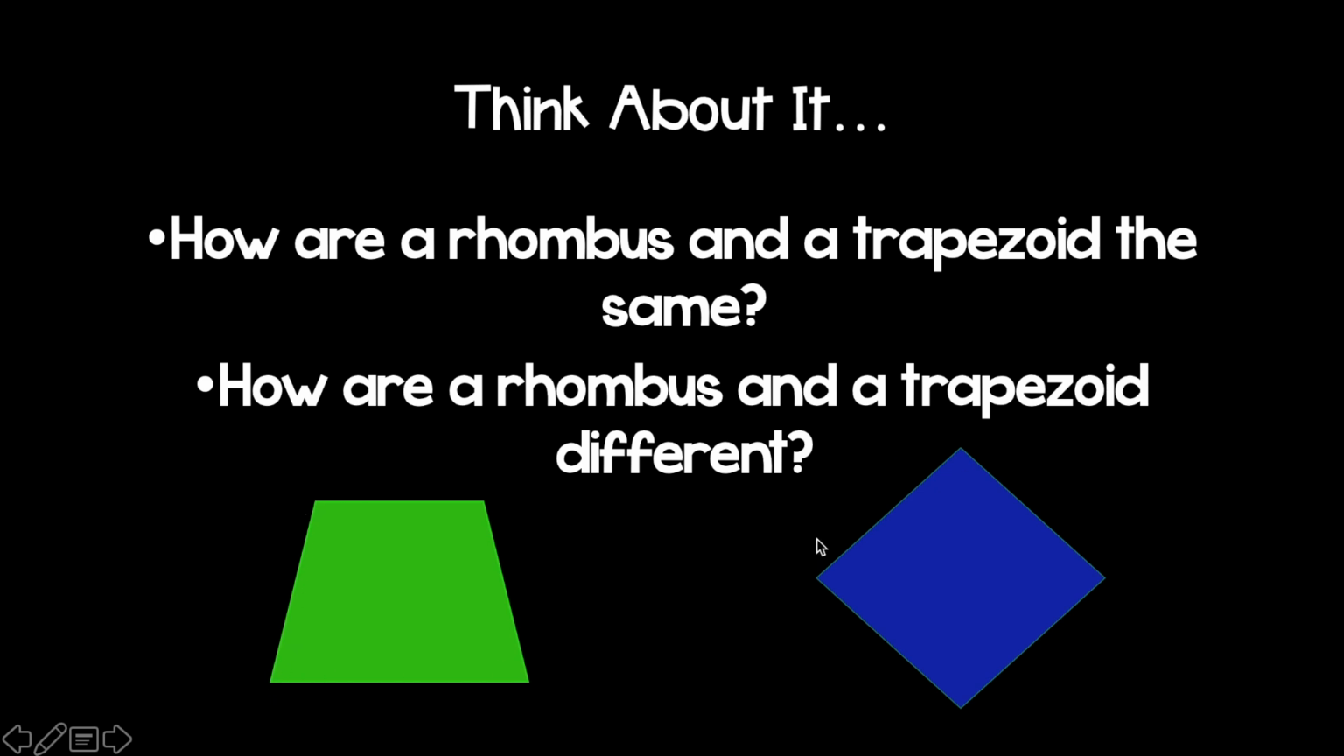This is a rhombus, and a rhombus has 2 sets of parallel lines. 2 sets of lines that are never ever going to touch each other.